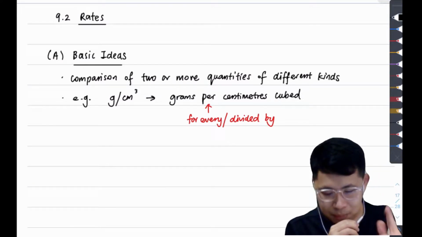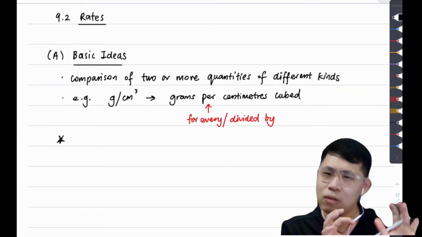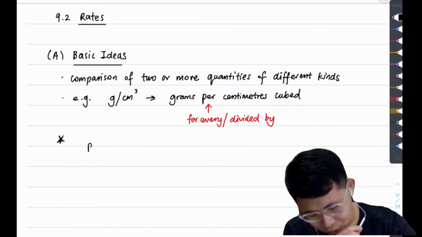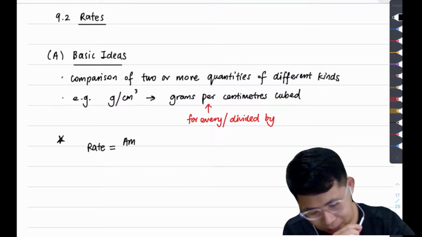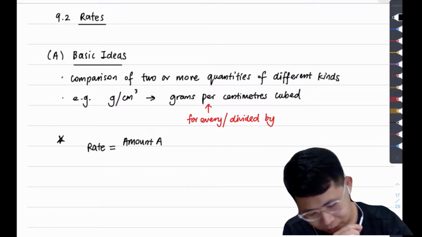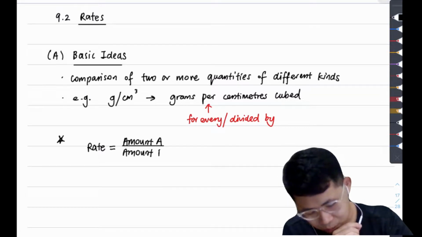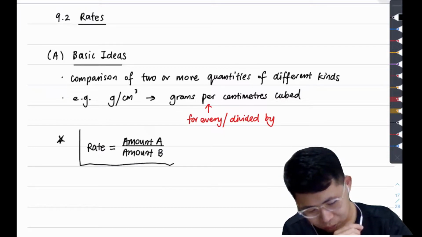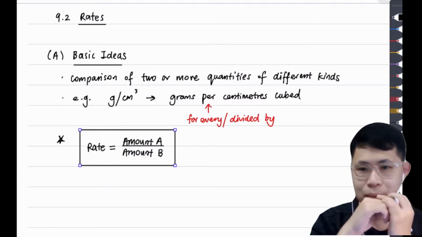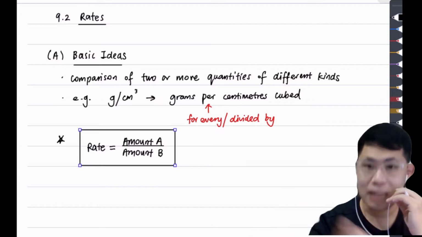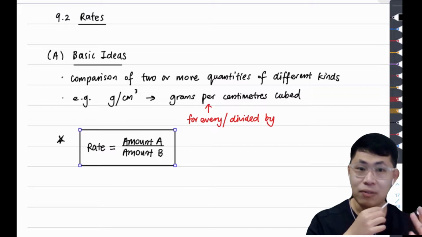But at the same time, let's look at two very important formulas for rate. The first formula: to calculate rate, usually we take amount A, for example mass, divided by amount B, which will be volume. Mass over volume gives us one kind of rate. Another example is distance over time. Distance and time are two different things, and the result gives us speed.